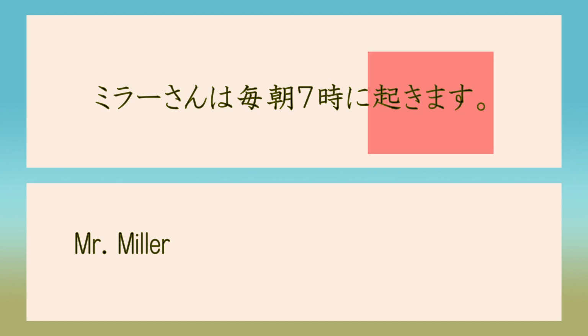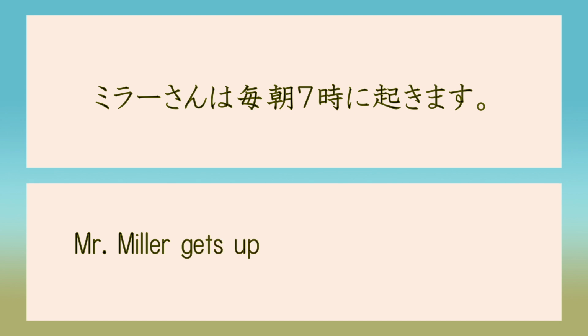First rule, look for the topic. Where is the topic? Miller-san. Miller-san wa. So we're going to start our translation with Mr. Miller. Let's go to the end of the sentence to find the verb. The main verb is okimasu. Okimasu means to get up. So we know we are going to start our sentence with Mr. Miller gets up. What do we have in between?